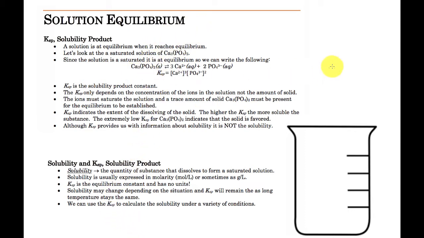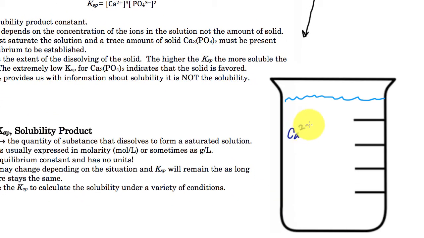What we're going to do is take some solid calcium phosphate, solid CaPO4. I'm going to drop this into a solution of water and have it dissolve. When this dissolves, we get ions in solution: the calcium 2+ ions and the phosphate ions.